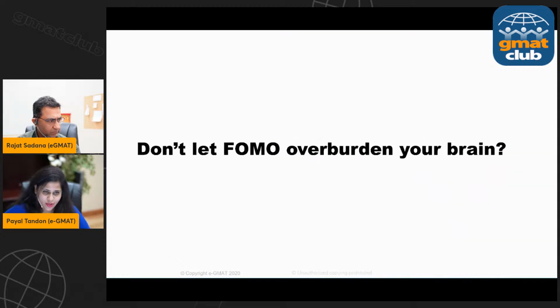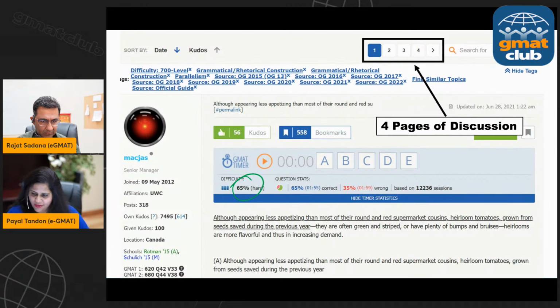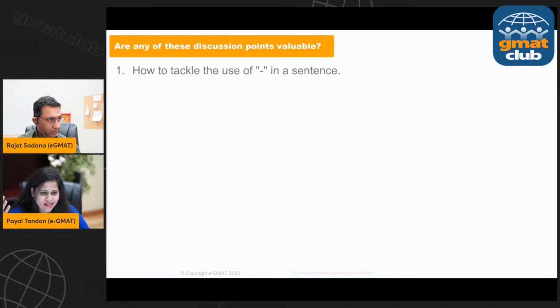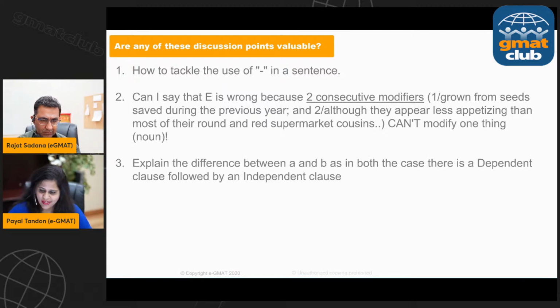Another thing that I do want to talk about over here is that we should not let the fear of missing out overburden our brain. And I'm going to tell you what I mean by that. This is the question, 65% difficulty. There are upwards of four different pages of discussion over here, discussion that's happening on various things, such as, how do I tackle the usage of dash? Is choice E wrong because there are two consecutive modifiers? There's a dependent clause followed by an independent clause.